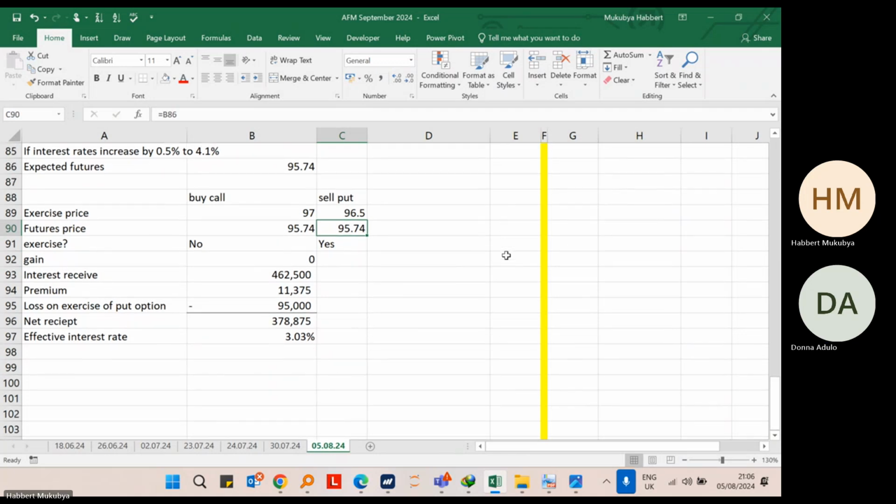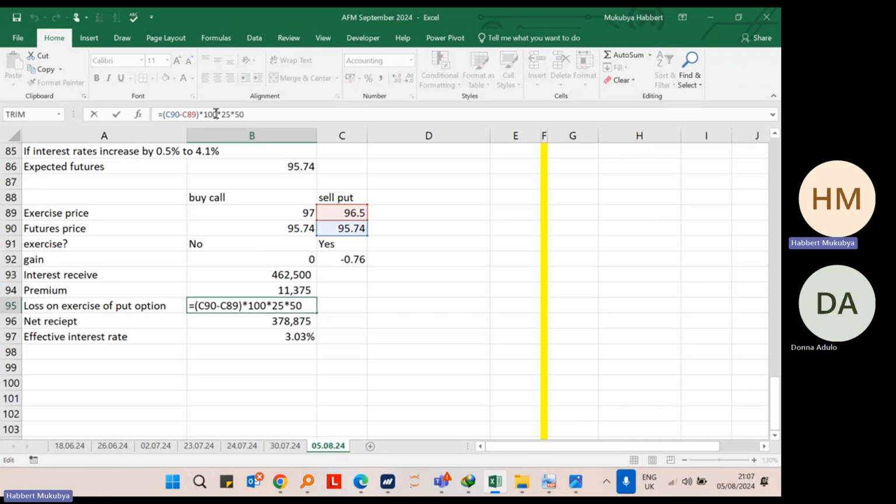So to get the loss, you get the difference, which you can actually just get from here. The difference is 0.76, but these are basis points, so that's why we multiply by 100. Then you multiply by the tick value, which is 25 euros, and the contracts, which are 50.